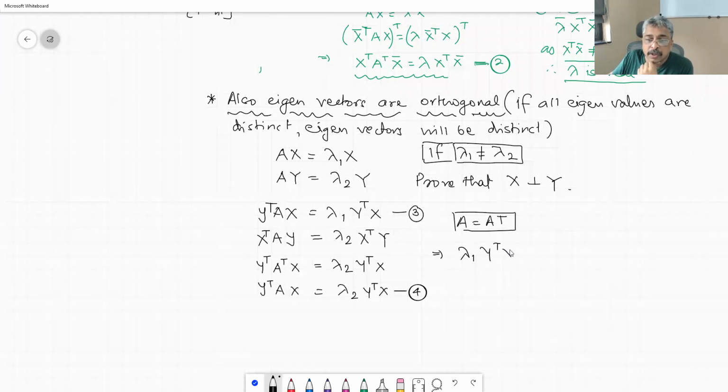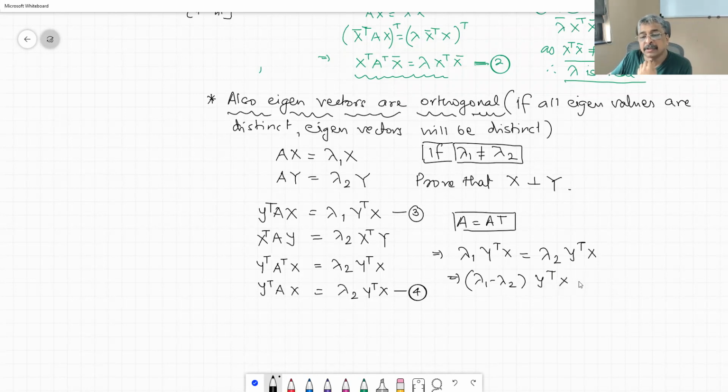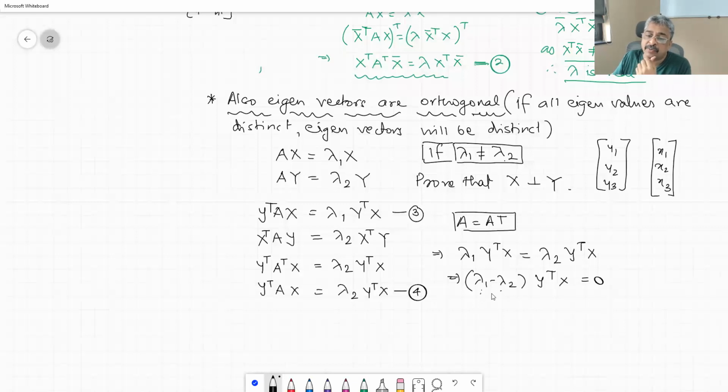And therefore 3 and 4 imply lambda 1 Y transpose X is equal to lambda 2 Y transpose X, which means lambda 1 minus lambda 2 into Y transpose X is equal to 0. Now the X vector is looking like this: X1, X2, X3. The Y vector also will look like that: Y1, Y2, Y3. Okay. And now if we say that lambda 1 and lambda 2 are two distinct eigenvalues, then this is not equal to 0. And therefore Y transpose X must be equal to 0.